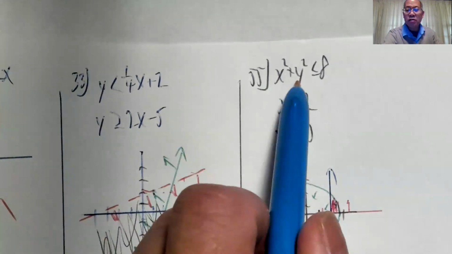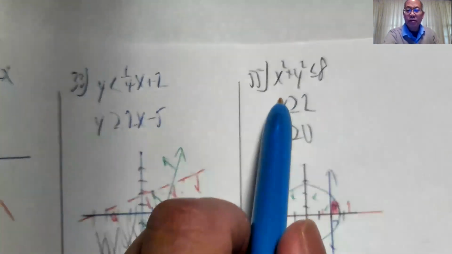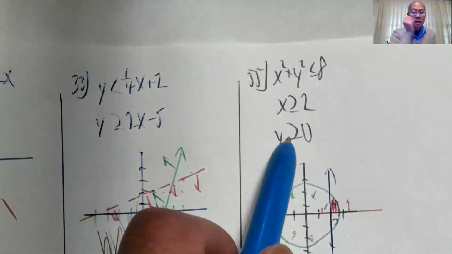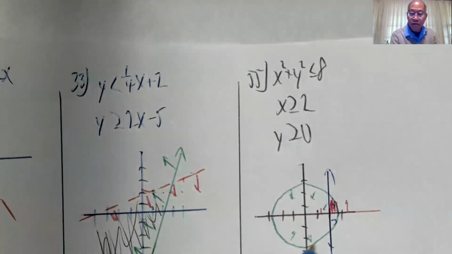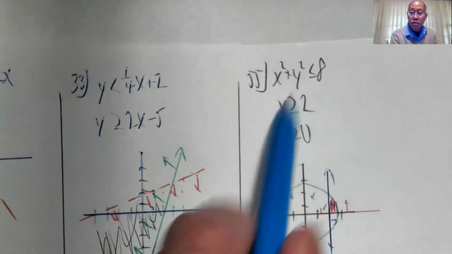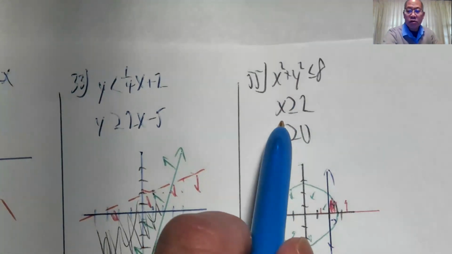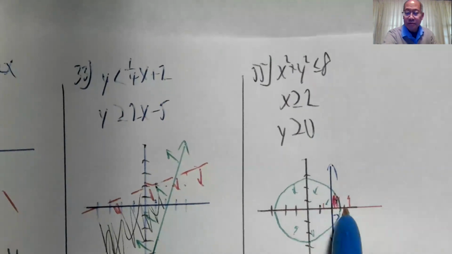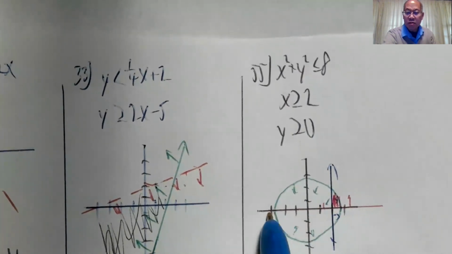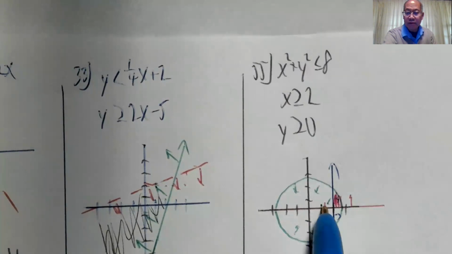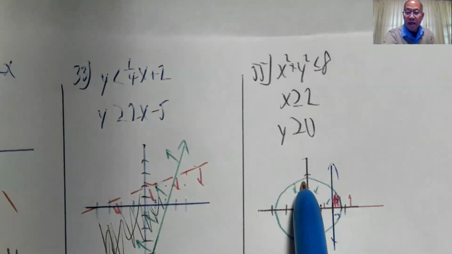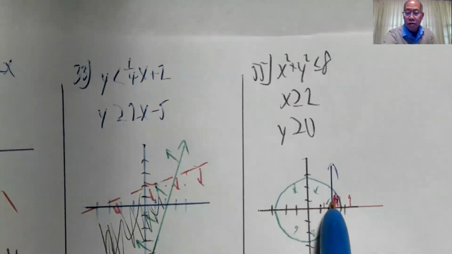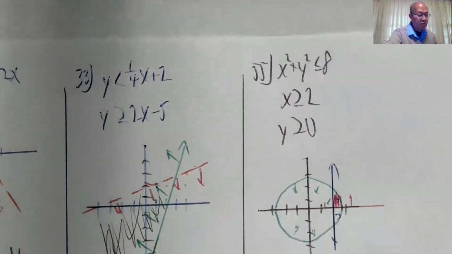X squared plus y squared is less than or equal to 8. Circle center of the origin of a radius of square root of 8. That's about 2.8. So it's a little bit less than 3. And it's on the inside. So shade down. X is greater than or equal to 2. X equals 2 is this vertical line. Greater than means above. And y is greater than or equal to 0. That is the x-axis and above. So I've got this region here. It's got to be inside the circle to the right of x equals 2 and above y equals 0. And they're all solid. So I have this region right over here.